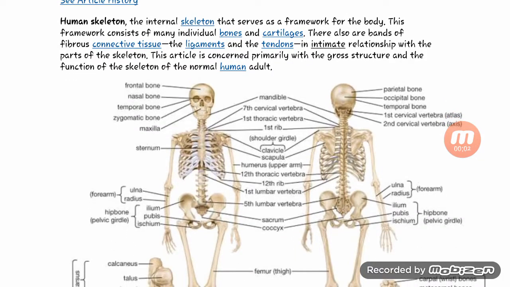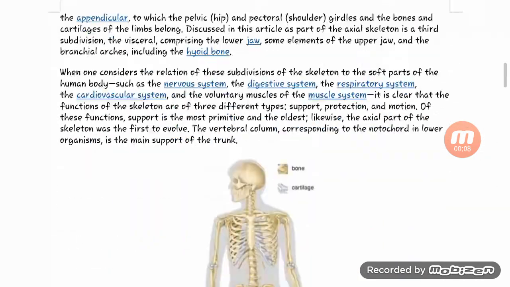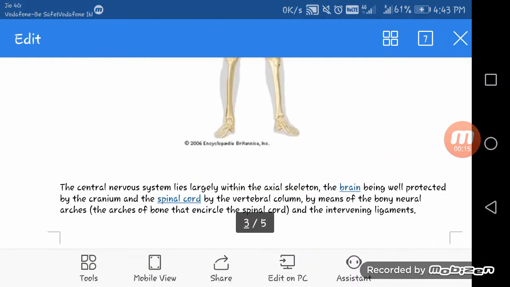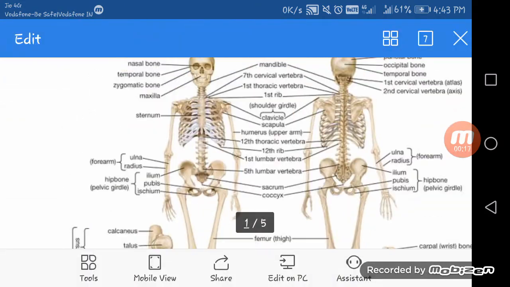Namaste. So today we will study the human skeleton and its axial and appendicular skeleton. So let's start.